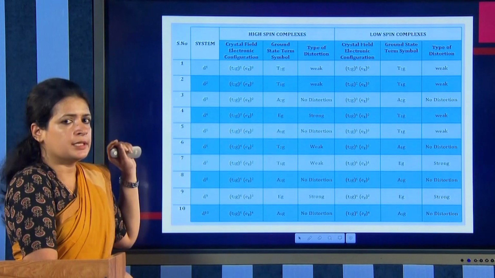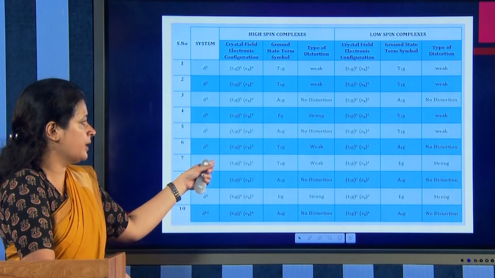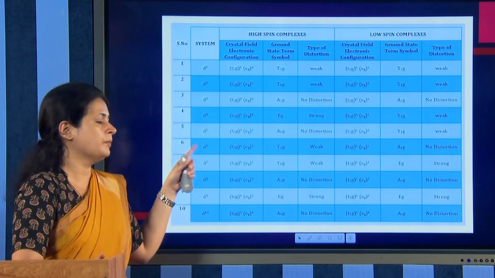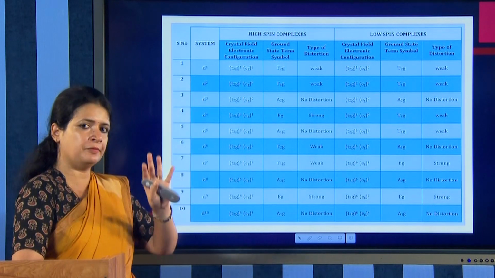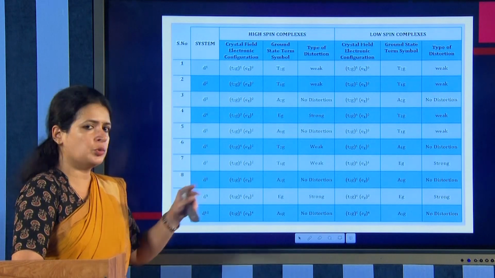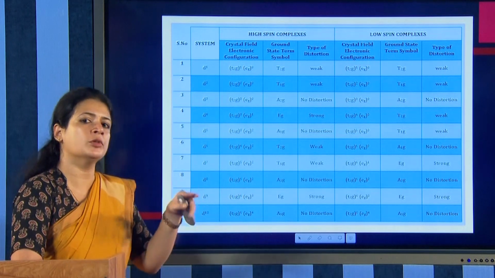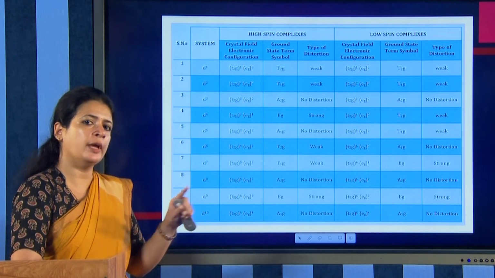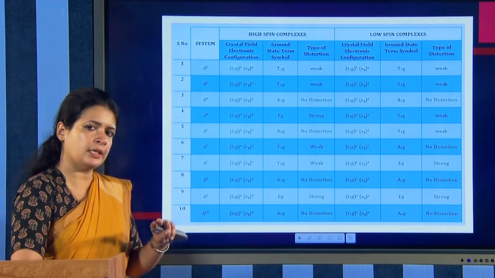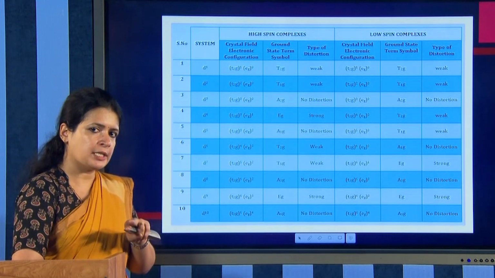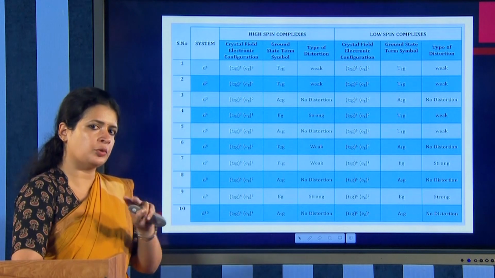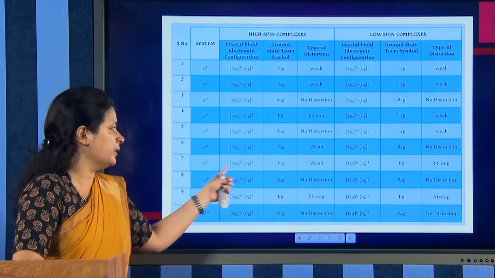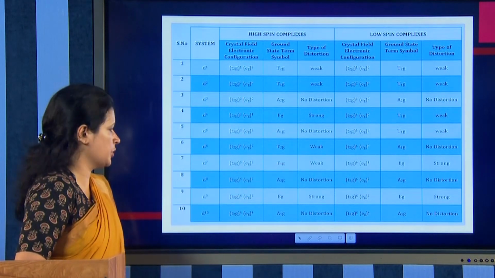And when it is d7 high spin, the situation is similar, because after the 5th electron, the 6th will move to the t2g, and the 7th will also be in the t2g. That 7th electron can go to either dxz or dyz, if dxy is already occupied by 2 electrons. So, there is an option for that electron, that is why there is a weak distortion.